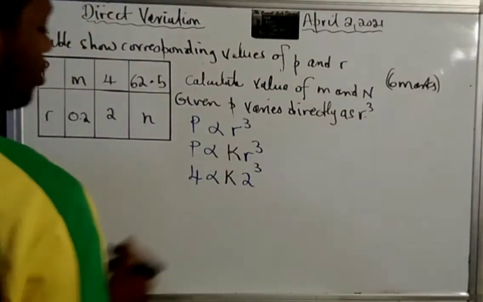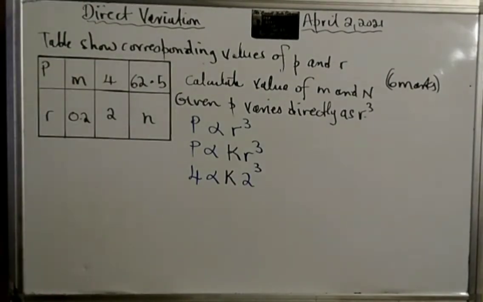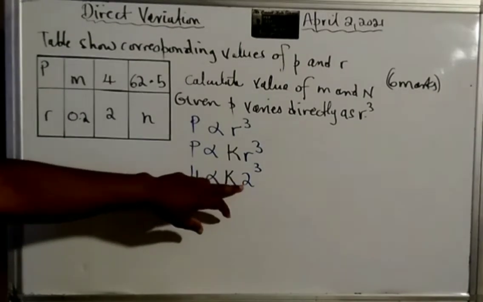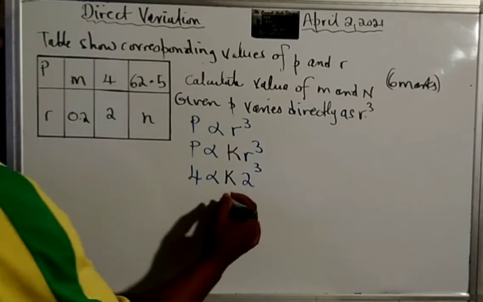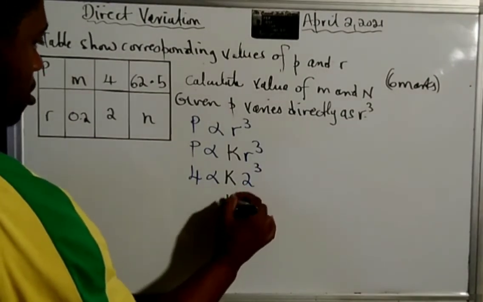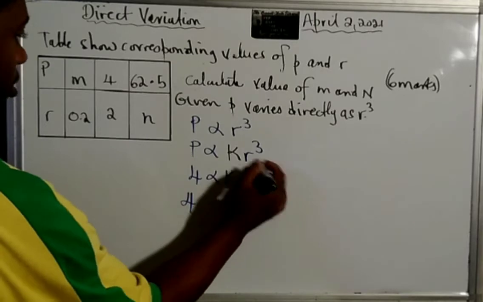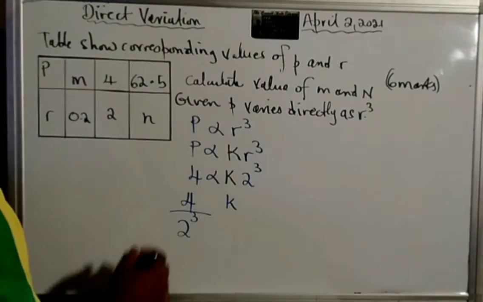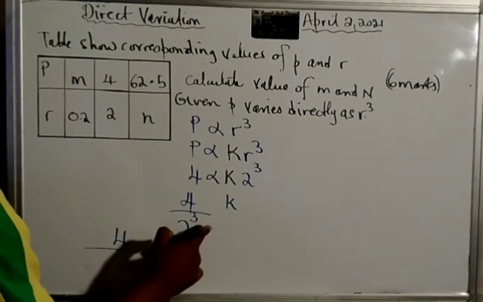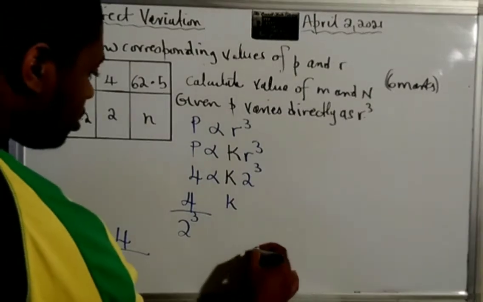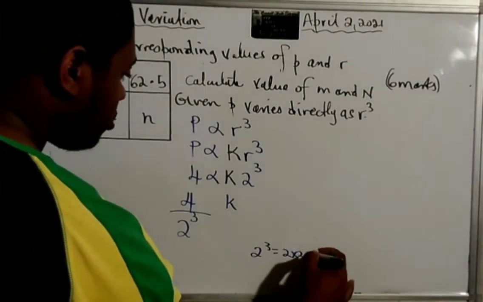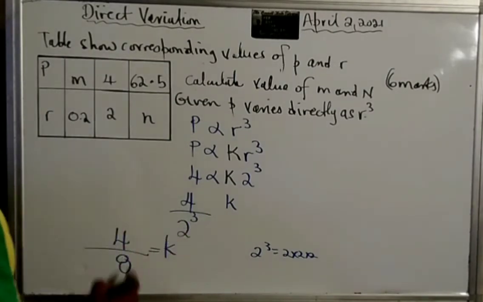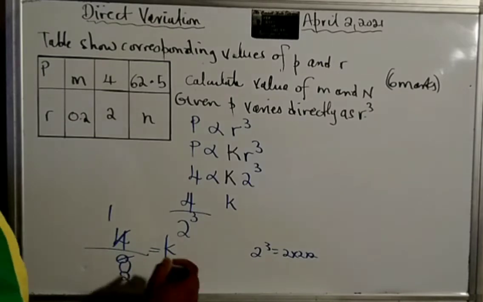Now what we basically have to do is find K. If we have 4 here, K is 4 divided by 2 cubed. We can work it out. 2 cubed is 2 times 2 times 2, which works out to 8. So K is 4 over 8, reduce this, so K is equal to a half.